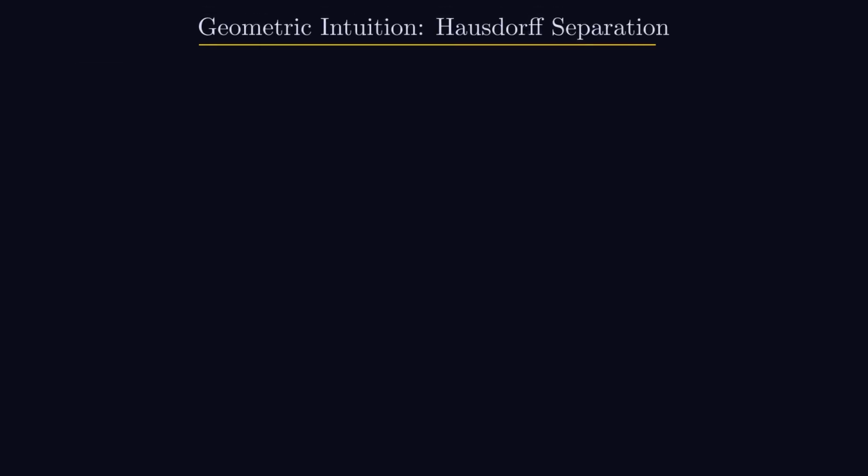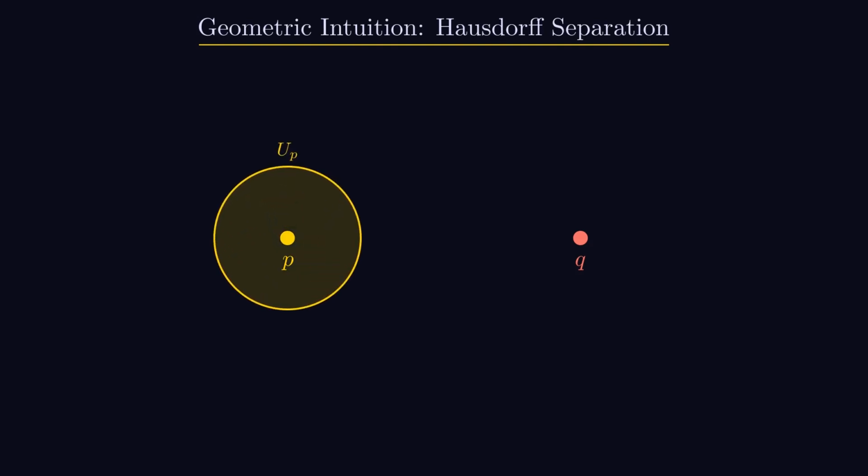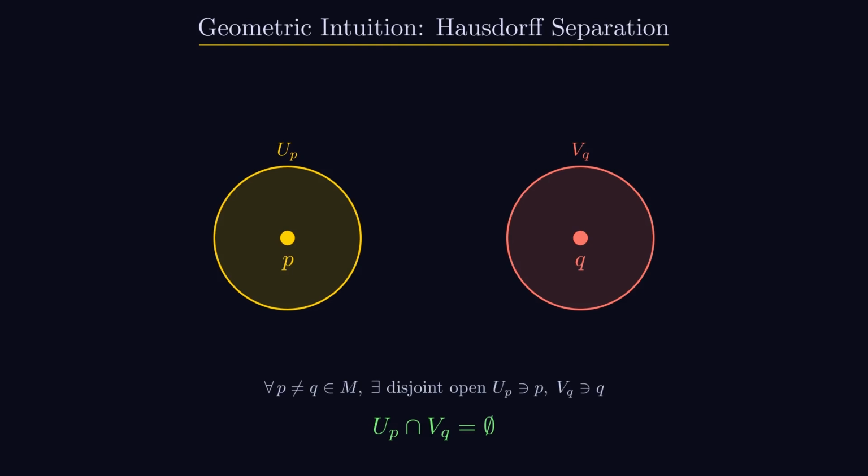Here are two distinct points, P and Q, sitting close together on our space. Let them drift apart so we have room to find their separating neighborhoods. We find an open neighborhood UP around P, and a separate open neighborhood VQ around Q. The Hausdorff condition says these two neighborhoods are disjoint. They do not overlap. For every pair of distinct points in M, we can find disjoint open sets separating them. This is the Hausdorff axiom.